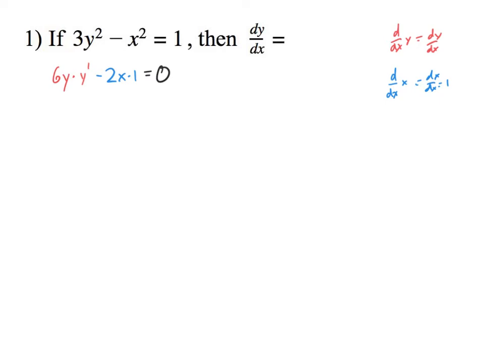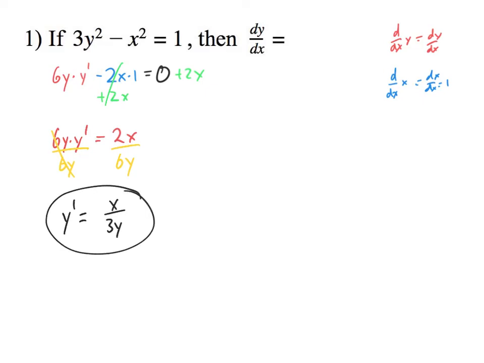Now my goal is I want dy dx, or y prime. So I've got to get y prime by itself. So all I've got to do is start doing algebra and moving things over. I'm going to add the 2x over here. I now have 6y times y prime equal 2x. Still got to get the y prime by itself, so I'm going to divide by 6y. So I now have y prime, or dy dx, is equal to x over 3y. I reduced. And that is the derivative of this implicit relation.